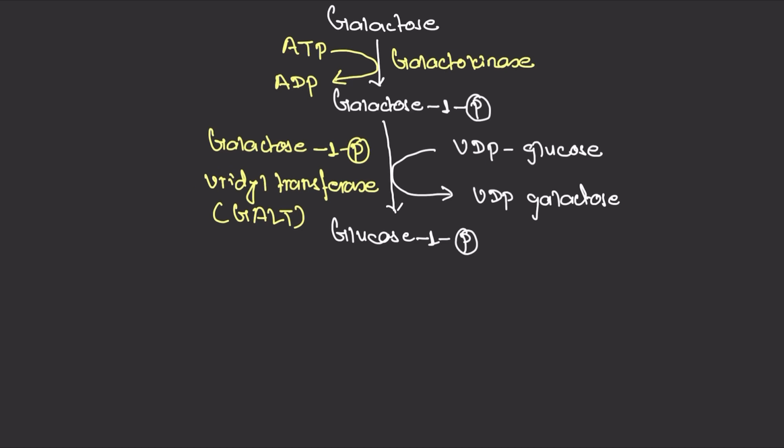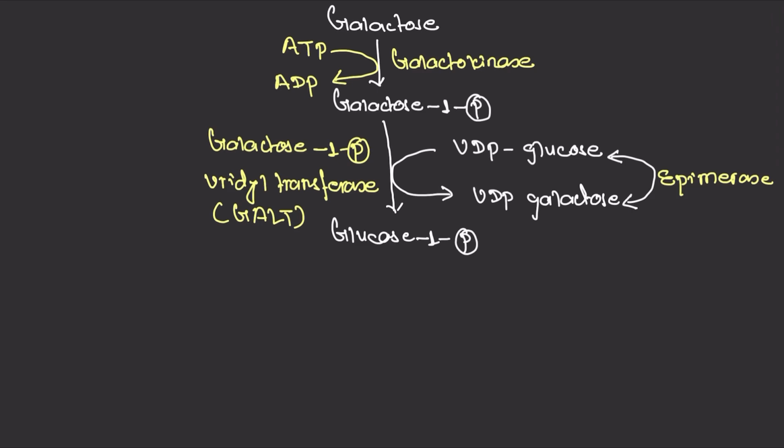Now this UDP galactose can be converted to UDP glucose. Actually this is a reversible reaction, so UDP galactose can be converted to UDP glucose, or UDP glucose can be converted to UDP galactose, and this step is catalyzed by the enzyme UDP galactose 4 epimerase. So UDP galactose can be synthesized from UDP glucose. If you take glucose, then galactose can be synthesized from the glucose. This is the reason why galactose is not a dietary essential.